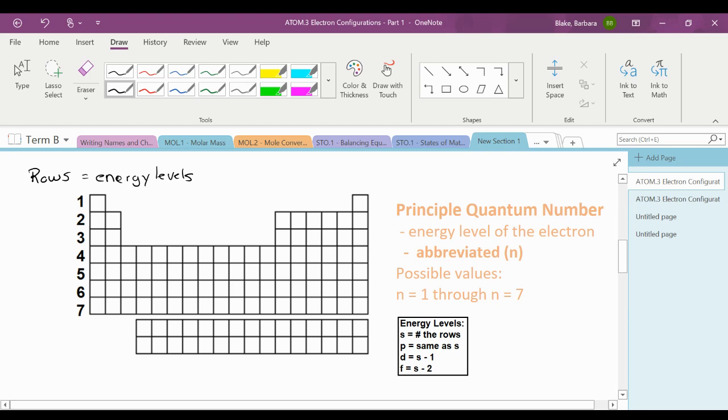And that leads us to our first way of identifying electrons, which is what we refer to as the principal quantum number. The principal quantum number is going to be the energy level of the electron. And so if you're trying to identify the principal quantum number, I can go to the periodic table and find my element, and I can identify where that energy level actually is. Now, there are possible values for my principal quantum number. And by the way, the principal quantum number is commonly abbreviated as n.